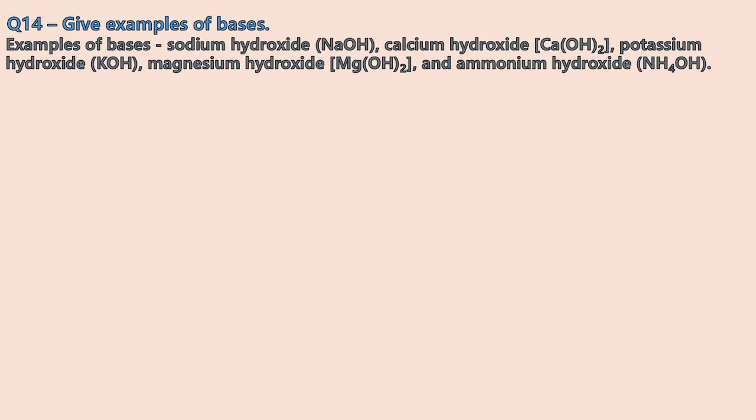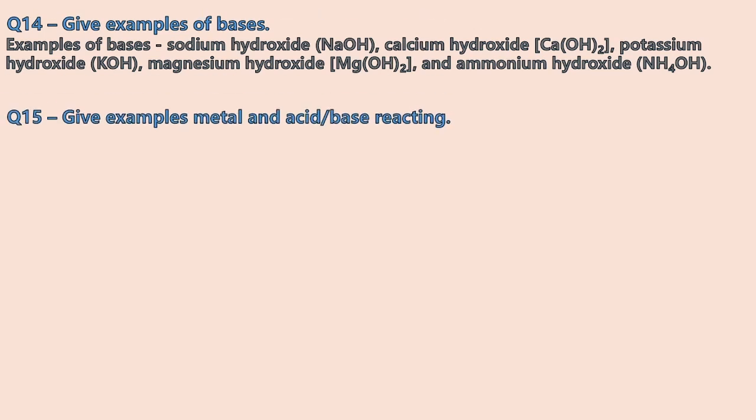Give examples of bases. Examples of bases are sodium hydroxide, NaOH, and calcium hydroxide, Ca(OH)2. For calcium there are 2 hydroxide ions. So when Ca(OH)2 is dissolved in water, we get Ca2+ and 2OH-. Potassium hydroxide, KOH. Magnesium hydroxide, Mg(OH)2. Here also the hydroxide component OH is 2 in number. Ammonium hydroxide, NH4OH. So these are the examples.